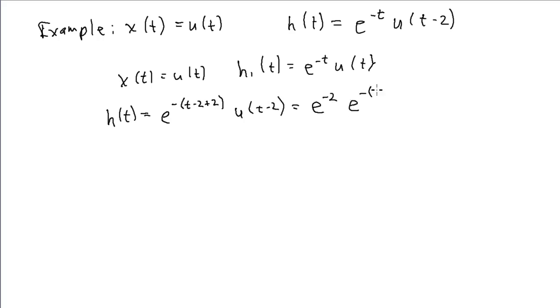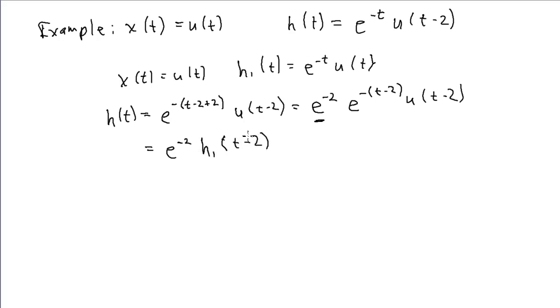And this is e to the minus (t minus 2) u of (t minus 2). Okay. And now, by comparing h of t and h1 of t, I see that h of t is simply related to h1 of t. It's e to the minus 2, this constant, times h1 of t shifted 2 units to the right. So h of t is e to the minus 2 times h1 of (t minus 2).